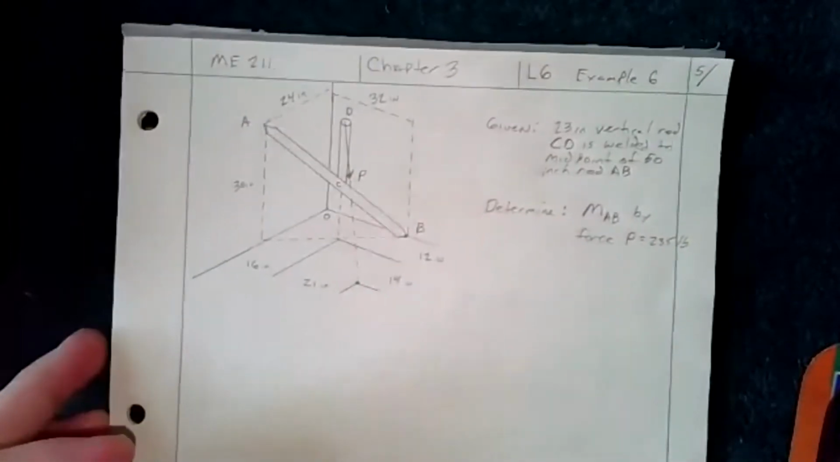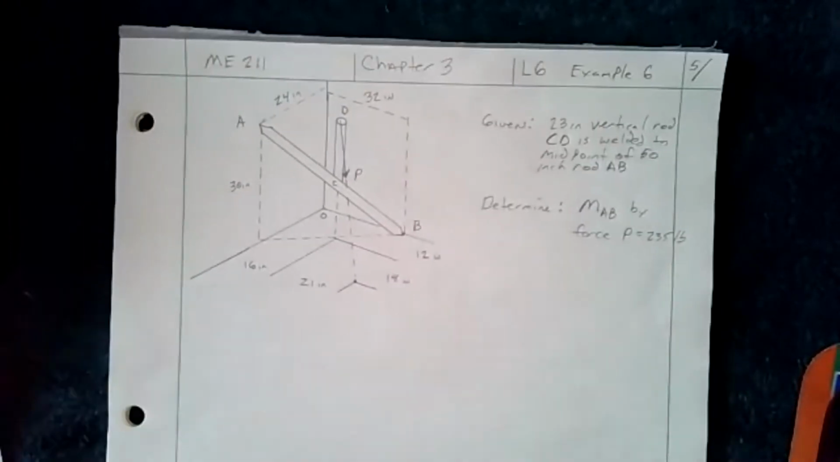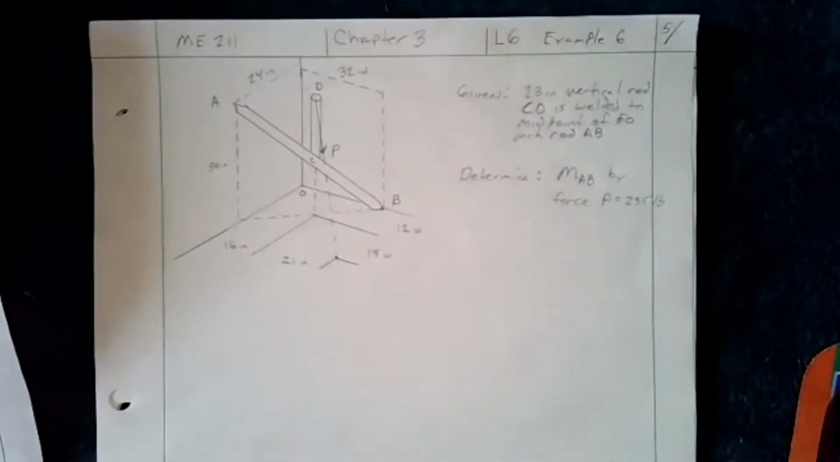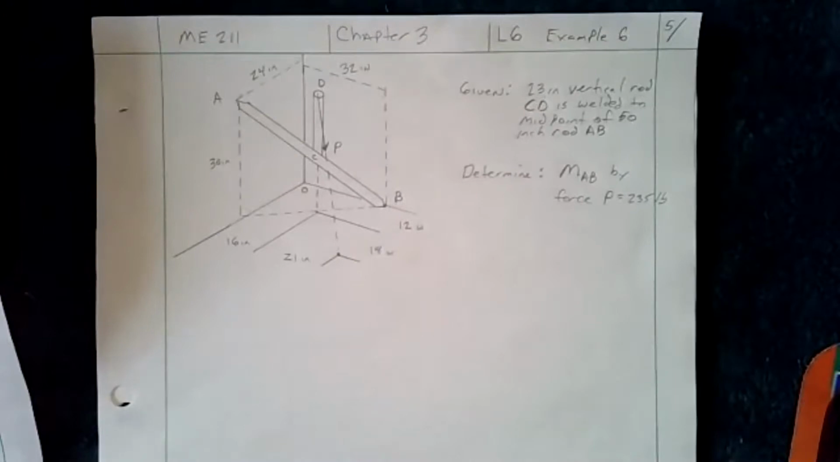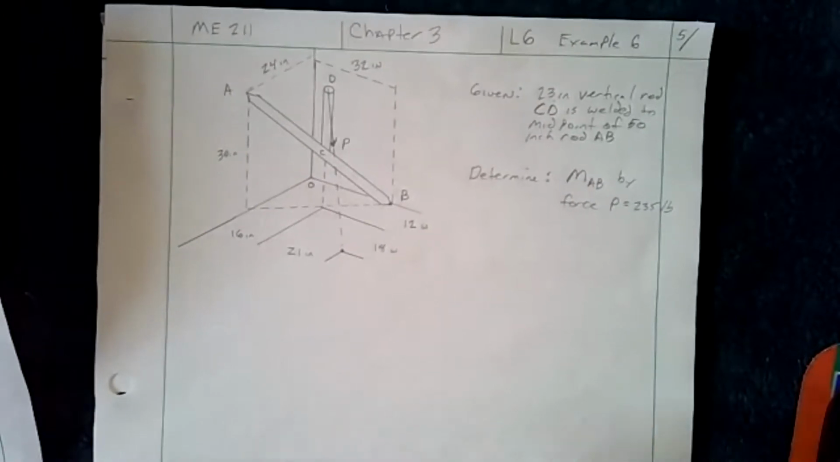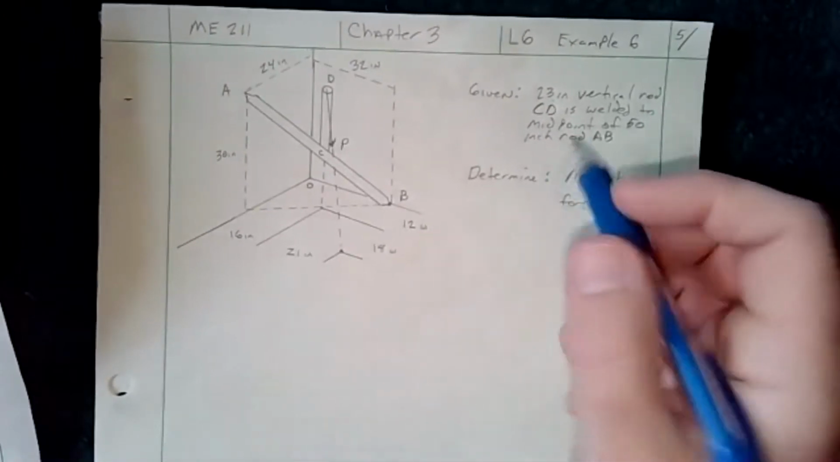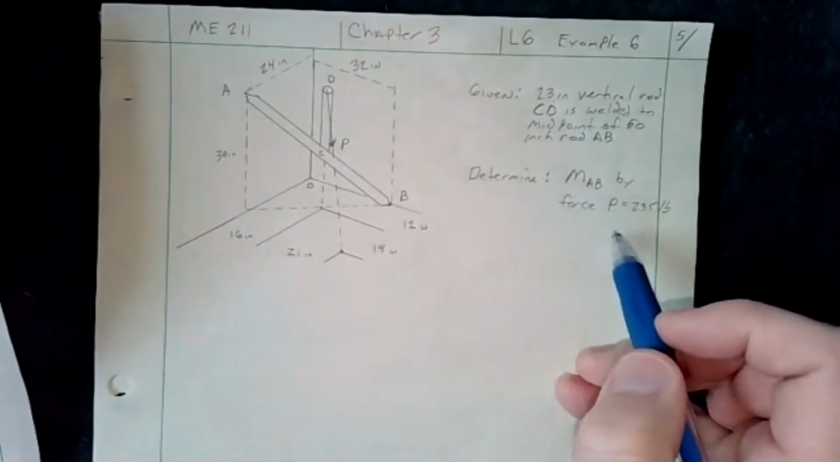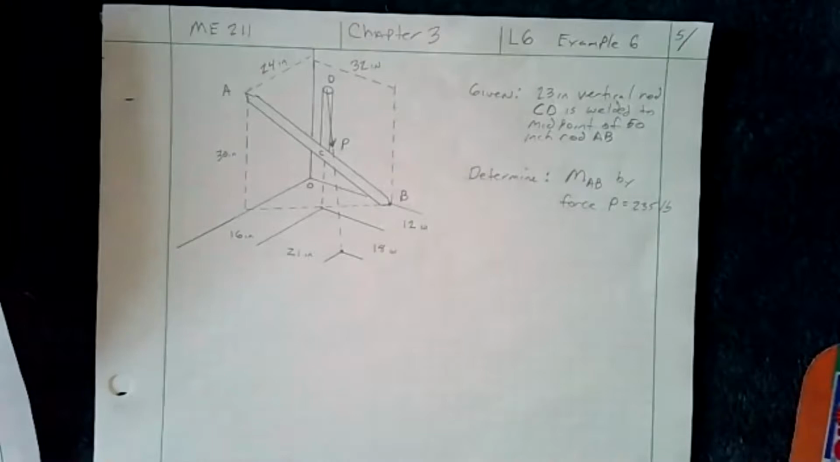Okay, so you paused and gave it your best shot. Maybe you know the answer, and it was so easy and trivial that you're insulted. Hopefully that's the case, maybe not. So here's the problem as drawn, and here's your given. We want to determine the moment of AB by that force, 235.